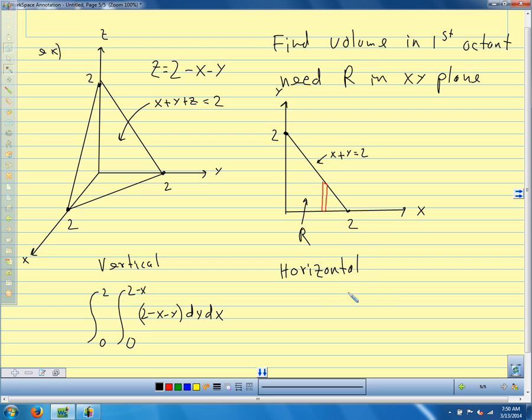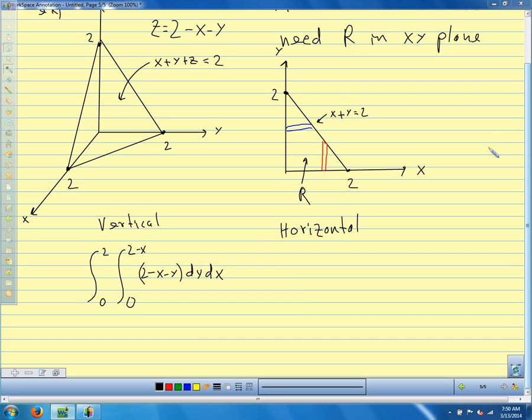So we're going to set it up for horizontal rectangles. So what are you saying, Will? Wouldn't the vertical and horizontal both be a similar difficulty because the function is 2 minus x minus y? Right. So Will says that vertical or horizontal is going to be pretty much the same because this function isn't very complicated, and that's true. So let's just set it up.